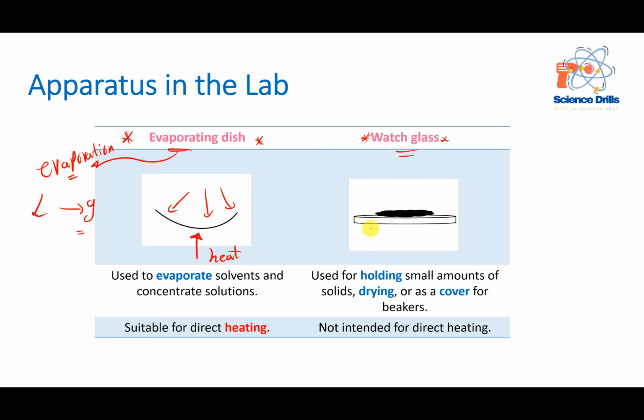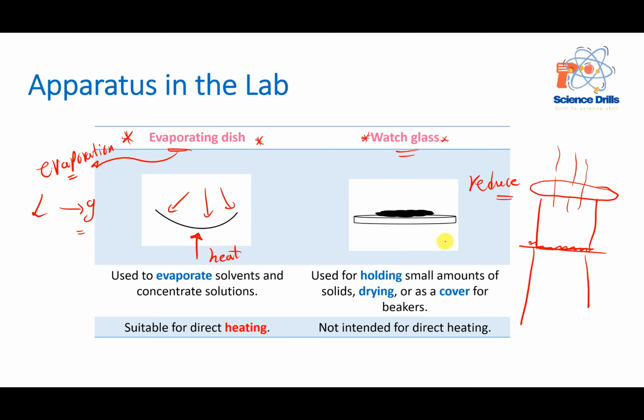Coming to the watch glass, it is used to reduce evaporation. For example, if you have a beaker on a tripod with a gauze, and evaporation takes place, you can cover this beaker with the watch glass. In this case you will reduce the evaporation process.